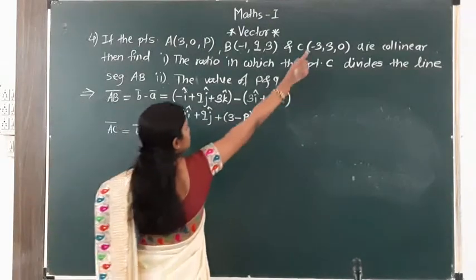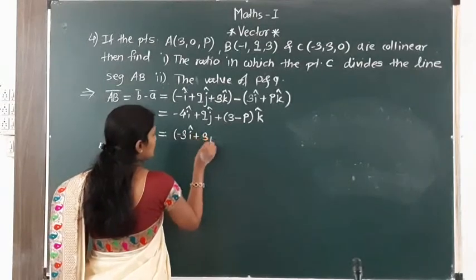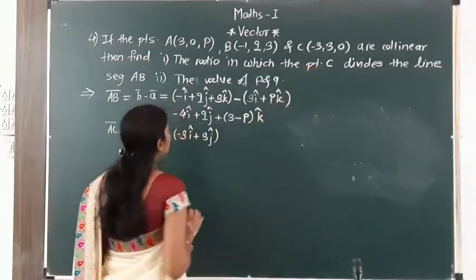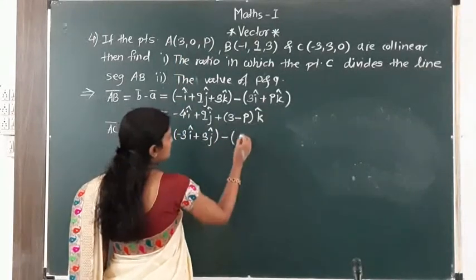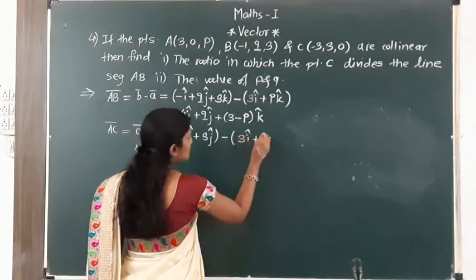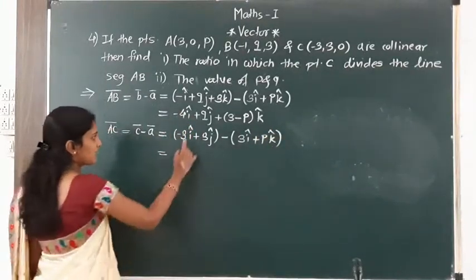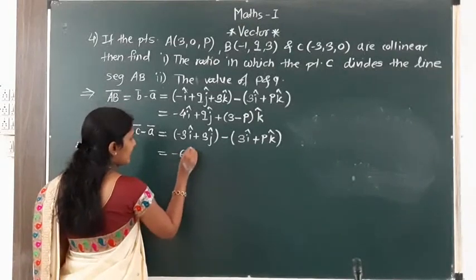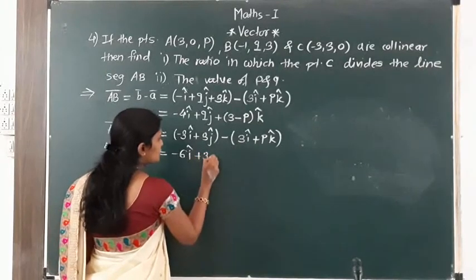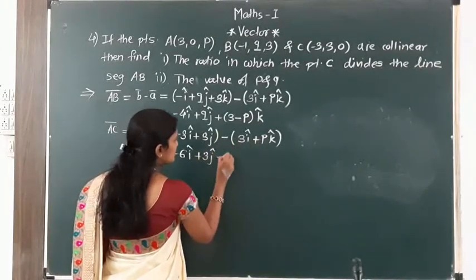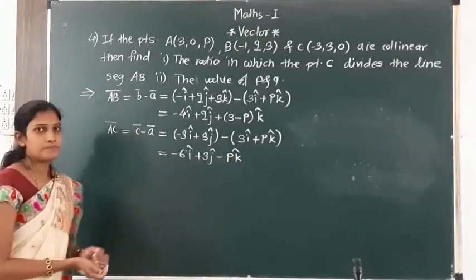What is the position vector of C bar? That is minus 3 i cap plus 3 j cap. Here the third term is 0. Then minus A bar. Here A bar is 3 i cap plus p k cap. We subtract these two: minus 3 minus 3 gives minus 6 i cap. Here 3 j cap is plus 3 j cap, and this is minus p k cap. This is the value of AC bar.